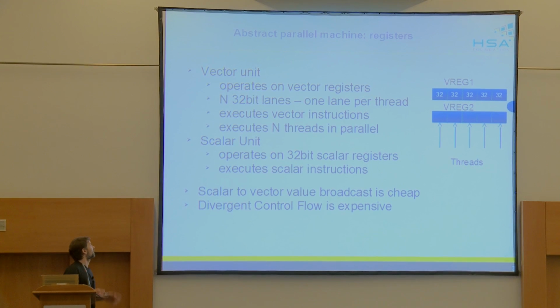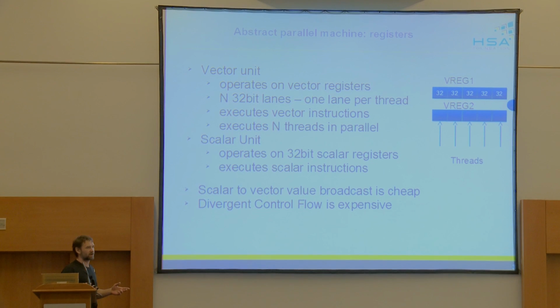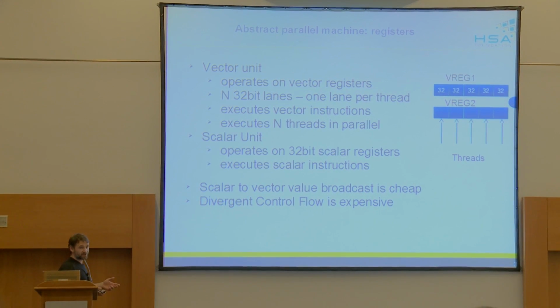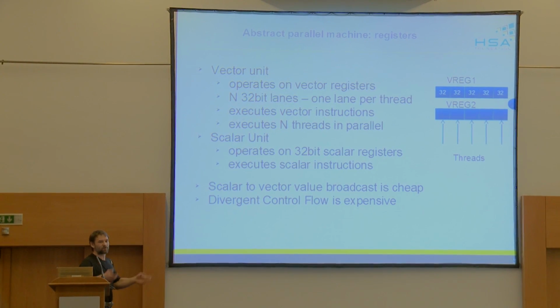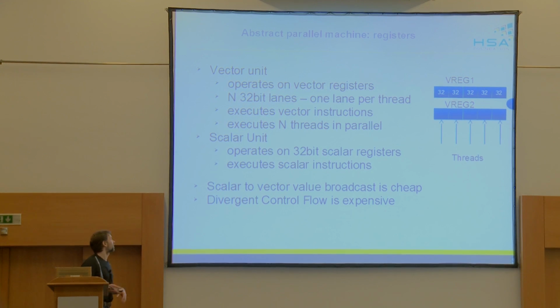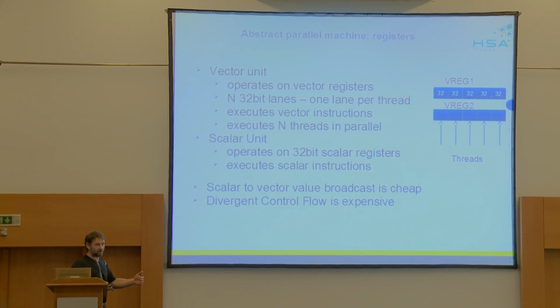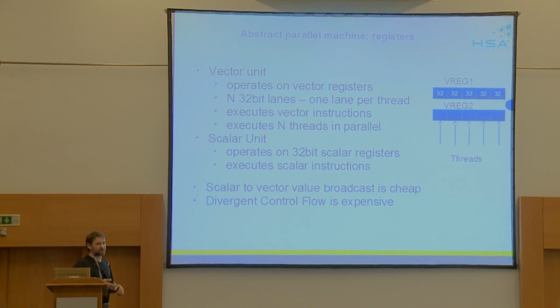It has several vector units and scalar units. Vector units run a wavefront. A wavefront is like a group of threads executing the same instruction on different data. A vector unit operates on vector registers. Each vector register consists of n, let's say 64, equal lanes of 32 bits. Each thread operates on its own chunk of that data. Also, we assume that broadcasting a scalar value to the vector lanes is cheap.